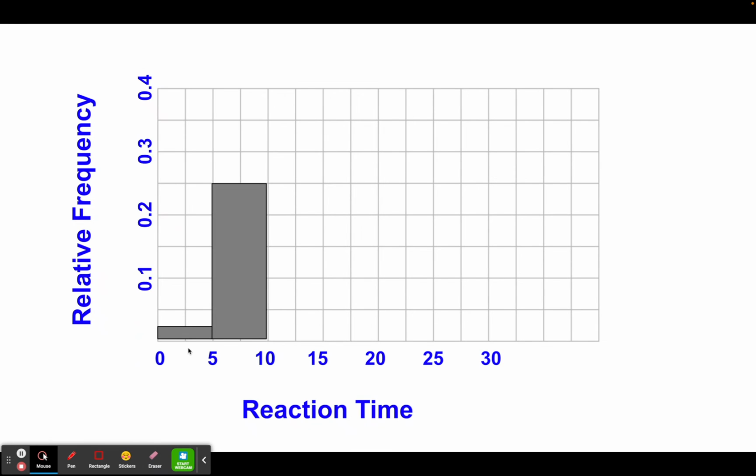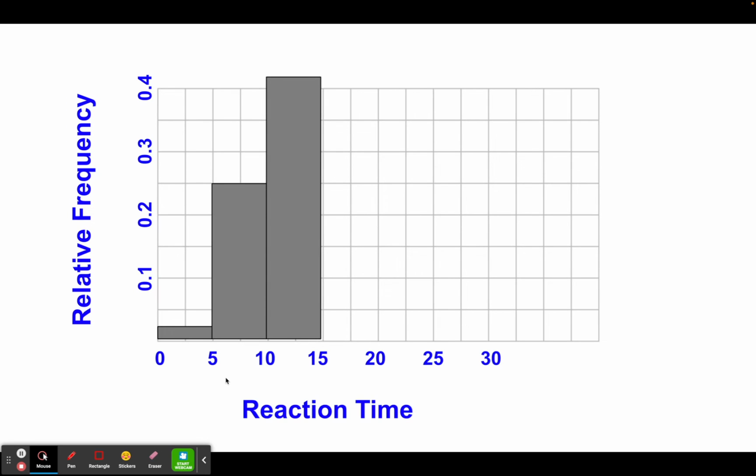Now, our second bar was at 25%. And that one goes from 5 to 10. And notice that there's no gaps between the bars in histograms like there are with bar graphs. The next one was the one that was a little bit above 40%. 25%, and so on. So we'll just go ahead and fill in the rest of those bars.